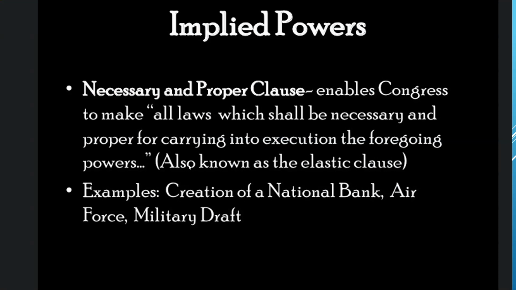Now, there's another thing called the necessary and proper clause. Sometimes this is known as implied powers or even the elastic clause. The necessary and proper clause enables Congress to make all laws which shall be necessary and proper for carrying into execution the foregoing powers. So let me give you an example.